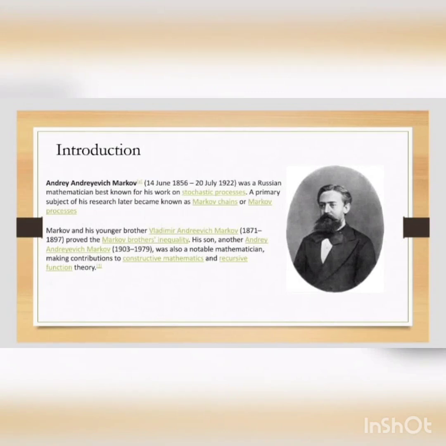Introduction. Andrei Andreevich Markov was a Russian mathematician best known for his work on stochastic process. A primary subject of his research later became known as Markov chains or Markov process. Markov and his younger brother Vladimir Andreevich Markov proved the Markov brothers' inequality. His son, another Andrei Andreevich Markov, was also a notable mathematician, making contribution to constructive mathematics and recursive function theory.